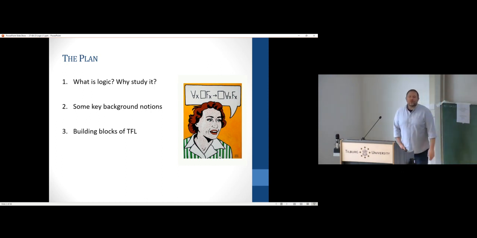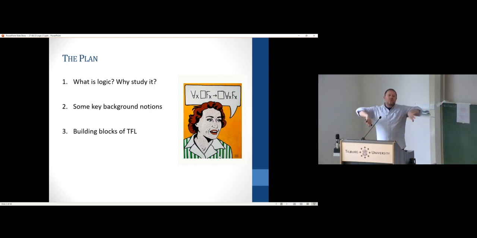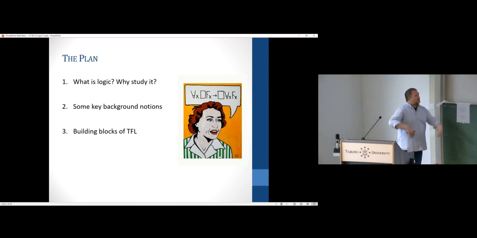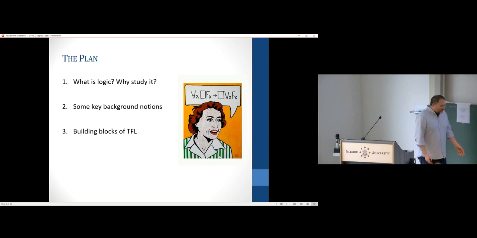Second section, we're going to talk about some other key background notions. Going to pull apart some different argument types and introduce some other definitions. All of these are really going to be, in some sense, parasitic on or related back to this core concept of validity.